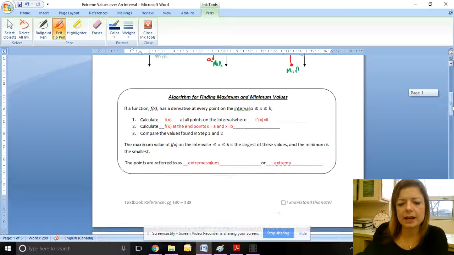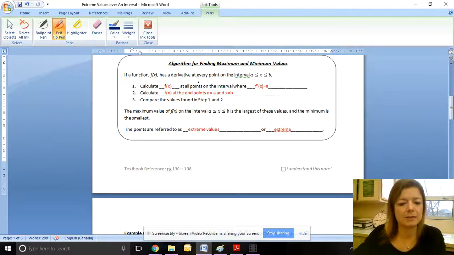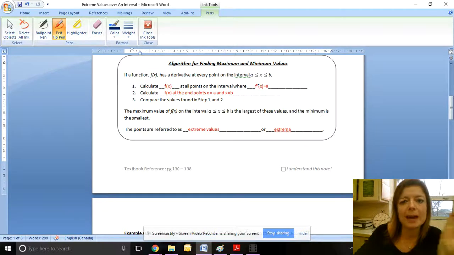So basically, our algorithm for finding those extreme values, the max and the min, is that first you find the derivative, then you find the x values that make the derivative 0, then you take those x values and put them back into the function and see how high or low those y values are. Then you calculate the value of the function at the endpoints and see how high and low those y values are, and then you just compare. You pick the highest and you pick the lowest, bada boom, bada bing, you're done. Okay, so these are called extreme values, or they can be called extrema.